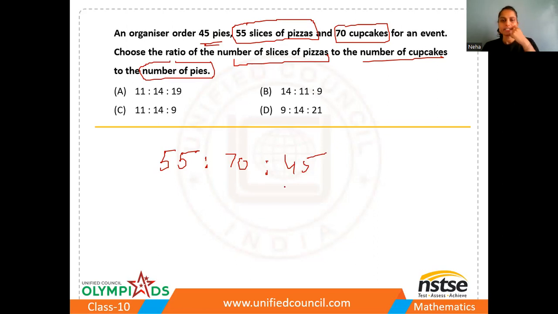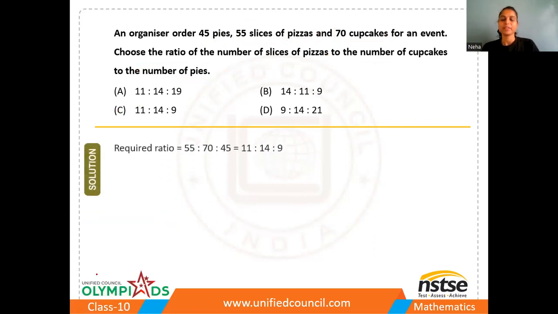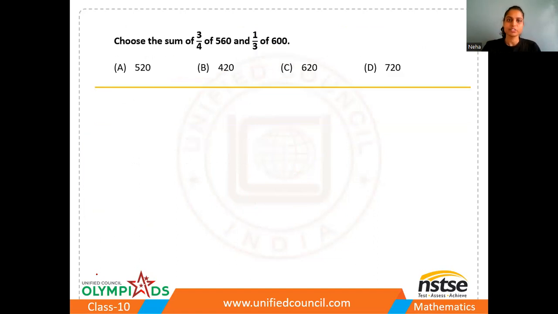Now I think I can simplify it a little bit. I can divide all the numbers by 5. So this becomes 11, this becomes 14, and this becomes 9. So this is 11 ratio 14 ratio 9. Option C is the right answer. Yeah. Okay. This is the solution of the given question. Okay, the question is quite easy.